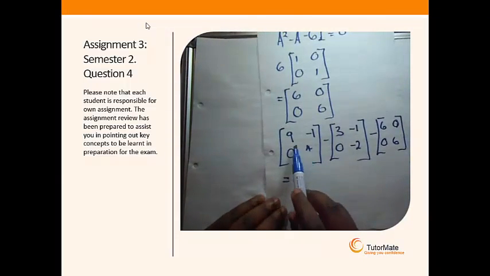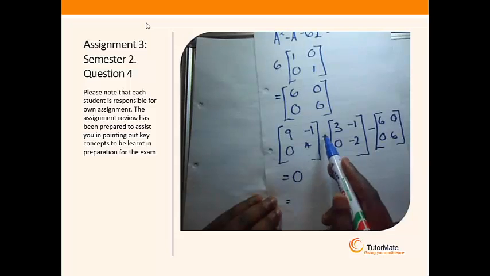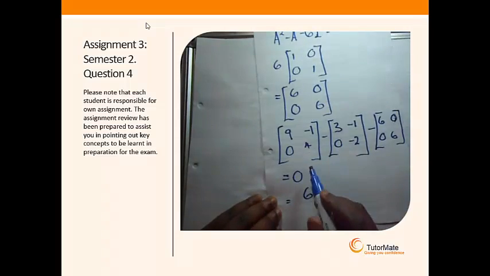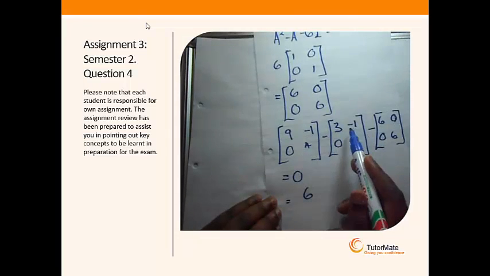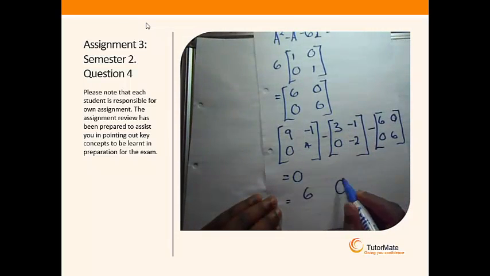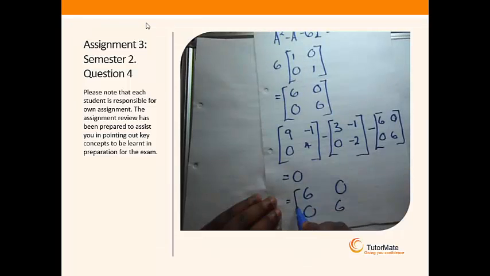So now 9 minus 3 is equal to 6. Minus 1 minus minus 1, so this becomes a plus, so it's equal to 0. 0 minus 0, 0. 4 minus minus 2, it becomes 6. Then you are subtracting the identity matrix, which is 6, 0, 0, 6.